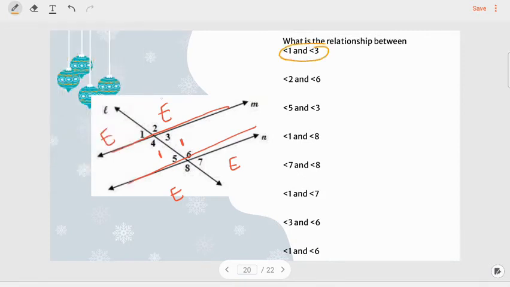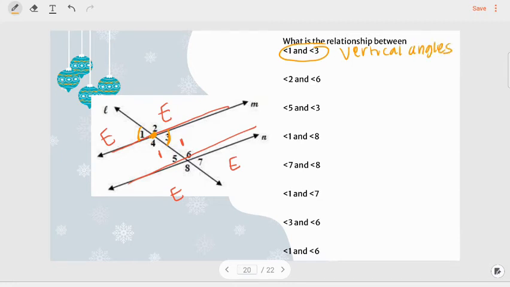Angle 1 and angle 3. Well, one's on the interior, one's on the exterior, so I can't use any interior rules. But remember, they share this intersection, so we call these vertical angles.